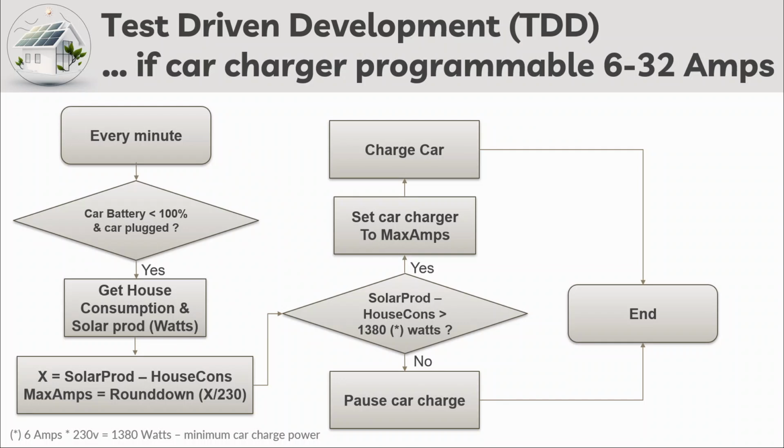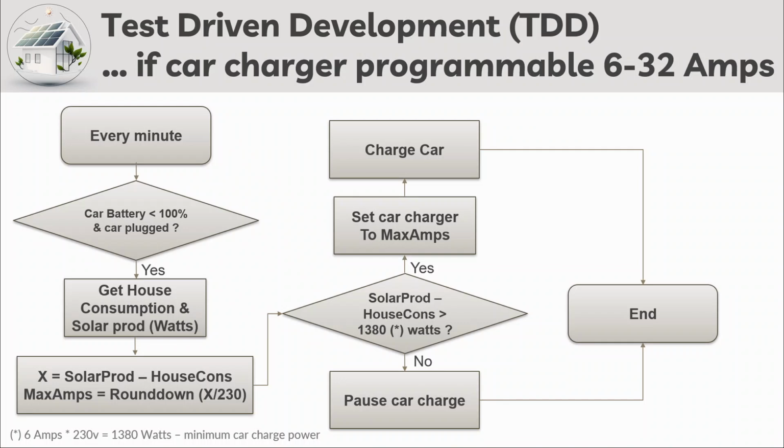The base logic is identical to the fixed charging algorithm. The only difference is that at every cycle we must calculate the optimal number of amperes. This is how car chargers are to be configured. For example, if my solar panels at a given time of the day produce 4,000 watts, and my house needs 1,000 watts at the same time, I have therefore 3,000 watts to allocate to car charging, or 13 dot something amperes at 230 volts, which we will round down to 13 amperes and therefore configure the car charger amperes accordingly.